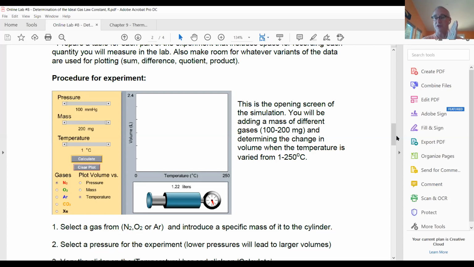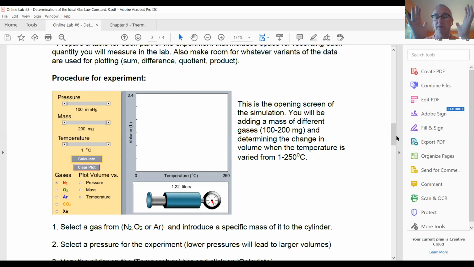Now, the lower the pressure you select, the bigger the volume is going to be. And we know that's the case, right? Because we did the experiments showing the inverse relationship between pressure and volume. So if we choose a really low pressure, the volume is going to be much bigger. So you can decide if you want to look for large changes in volume or small changes in volume.